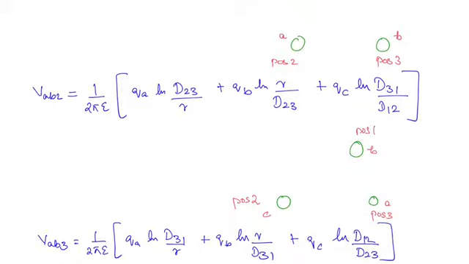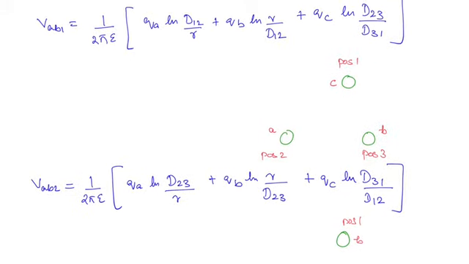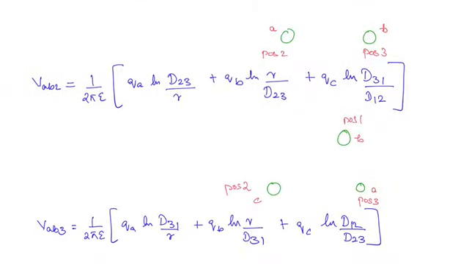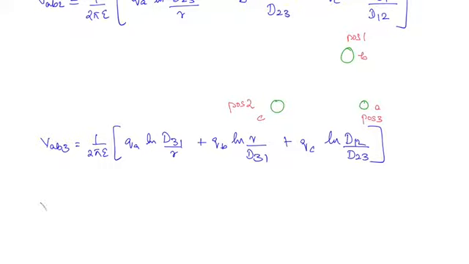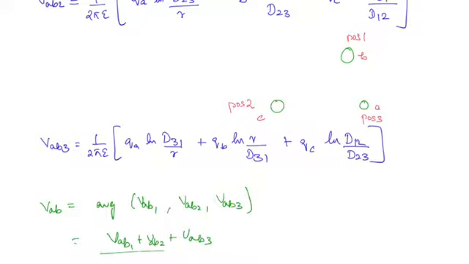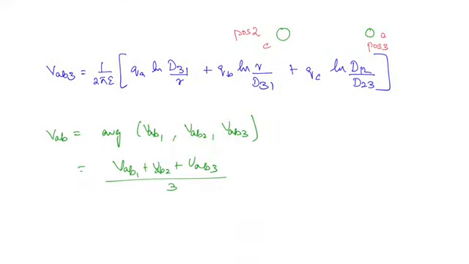Now we can find out the average of these three values, VAB1, VAB2 and VAB3. So that will give you the average value, which is what we want. VAB is equal to the average of VAB1, VAB2 and VAB3, that is, you add up all of them and divide by 3. So you can take out 1 by 2 pi epsilon into 3 also you can take out common.